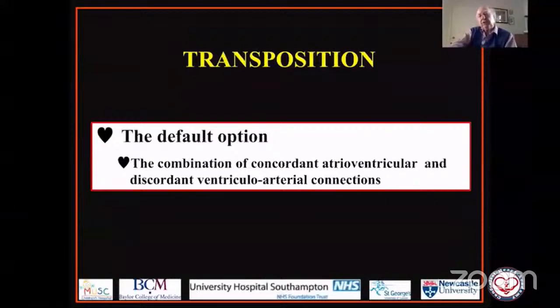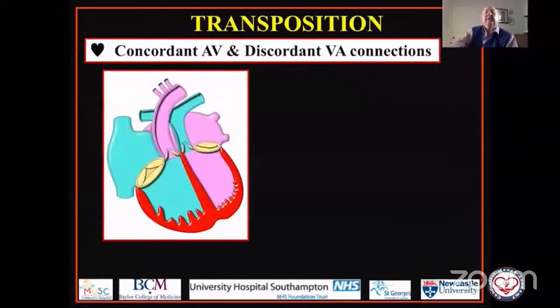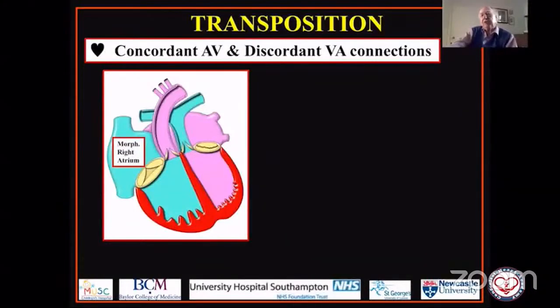But today, as the default option for transposition, we're going to continue our discussions of the arrangement in which we have discordant ventricular arterial connections combined with concordant atrioventricular connections. So these are the segmental combinations we're going to be looking at. In most instances, we have usual atrial arrangement. So the morphologically right atrium is where you expect it to be.